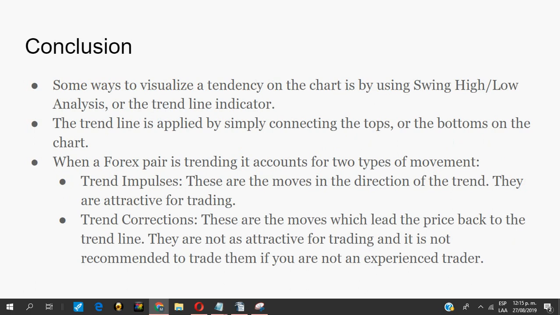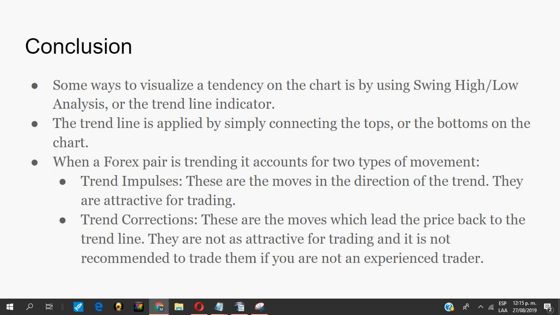Some ways to visualize a trend on the chart are by using swing highs and swing lows analysis, or the trend line indicator. The trend line is applied by simply connecting the tops or the bottoms on the chart. When a Forex pair is trending, it accounts for two types of movements. Trend impulses, these are the moves in the direction of the trend. They are attractive for trading. And trend corrections. These are the moves which lead the price back to the trend line.